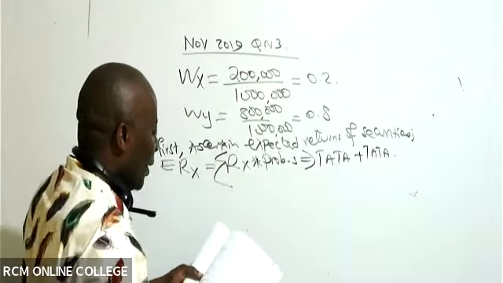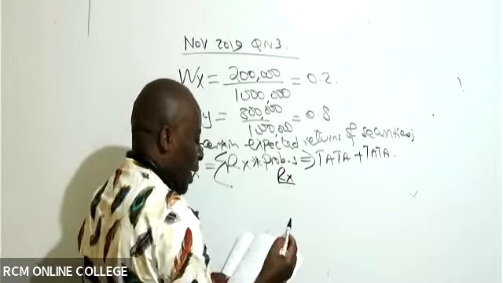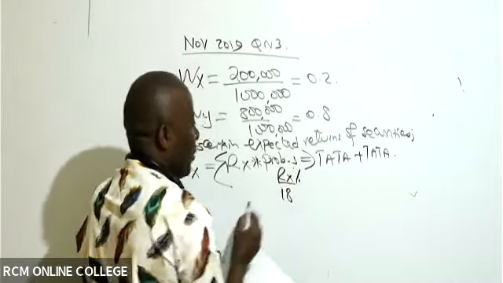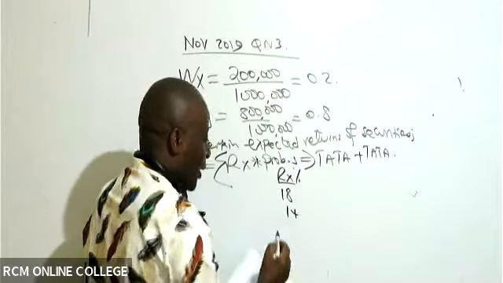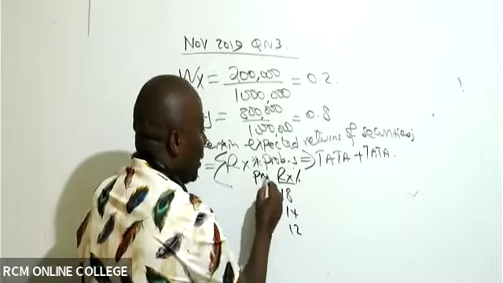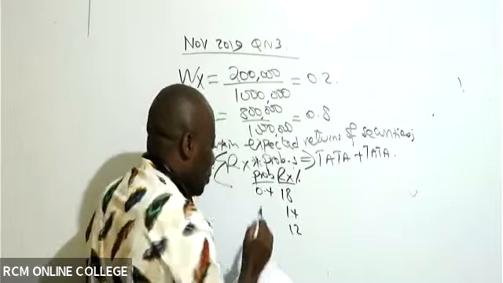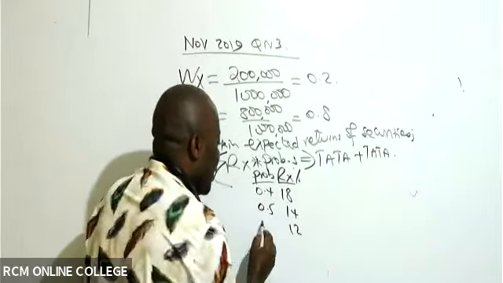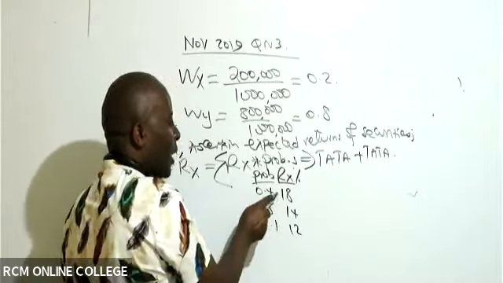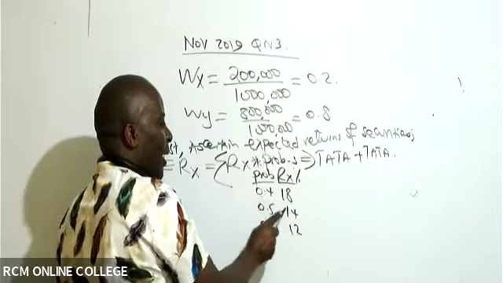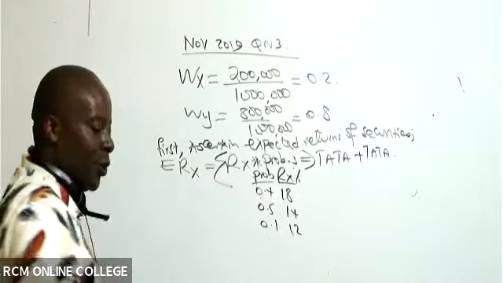If you look, ladies and gentlemen, they have given us actual returns of X. I would rather take this as a percentage. They have given me returns of X: 18, 14, then 12. And then I can see the probabilities given: this is 0.4, this is 0.5, and this is 0.1. So theta is the actual return times its corresponding probability. Theta plus theta plus theta, and then you're able to get the expected returns of X.